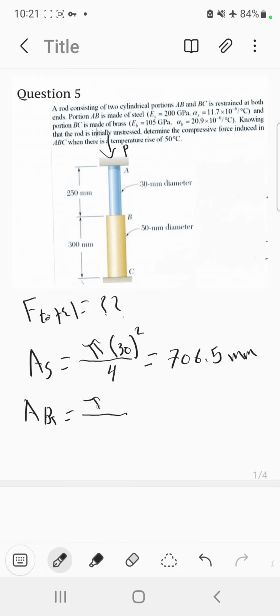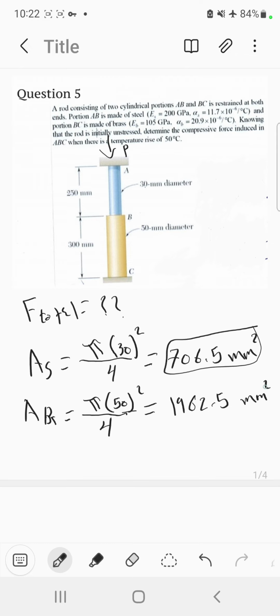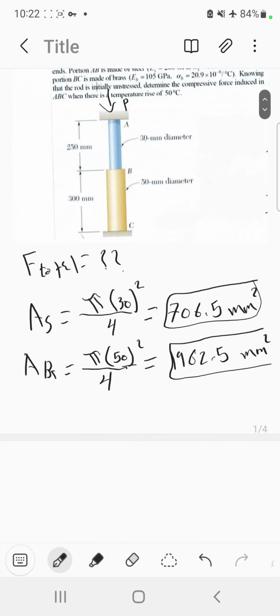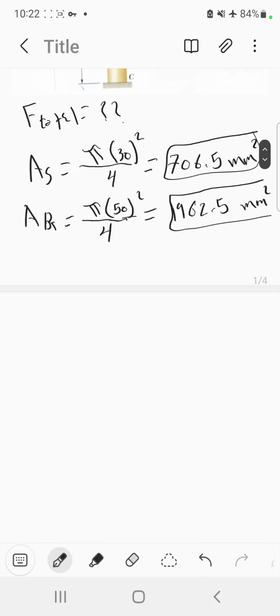And for area of brass, also the same, pi. We know the diameter is 50, so we're gonna get 1962.5 millimeter square. So we found the areas. Now let's see the question.